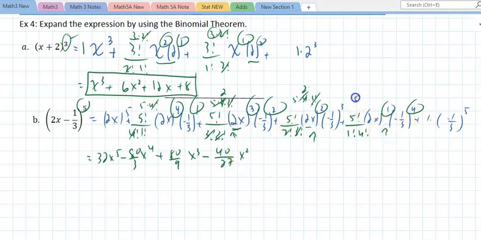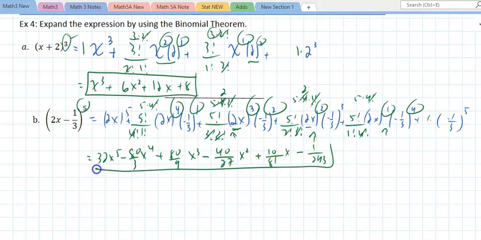This term, that's 5 times 4 factorial. 5 times 2 is 10. That's a positive 10 divided by 3 to the 4th, which is 81, x, minus 1 over 243. So a bit lengthy, but that's how it works if you want to use the binomial. We're not going to go that high on those.